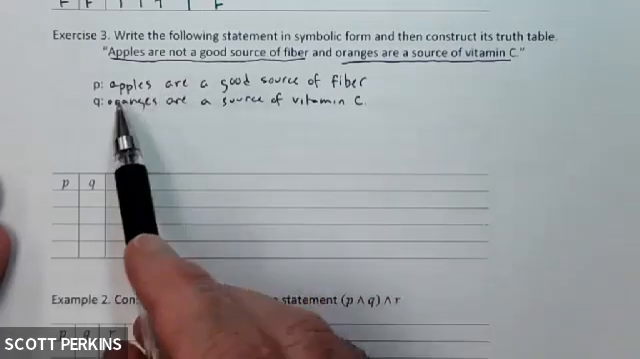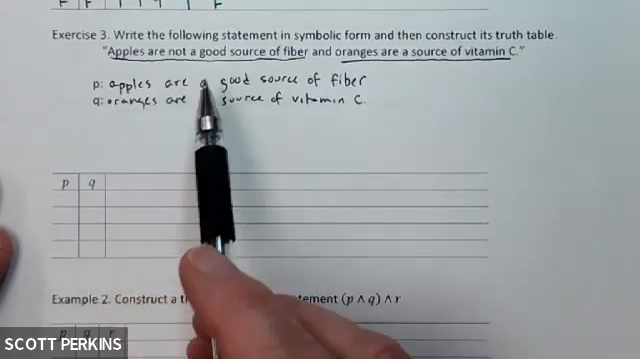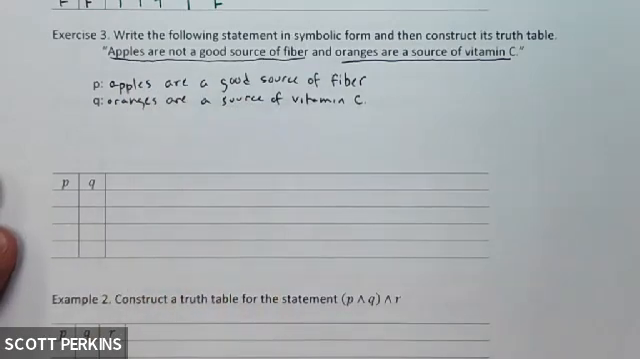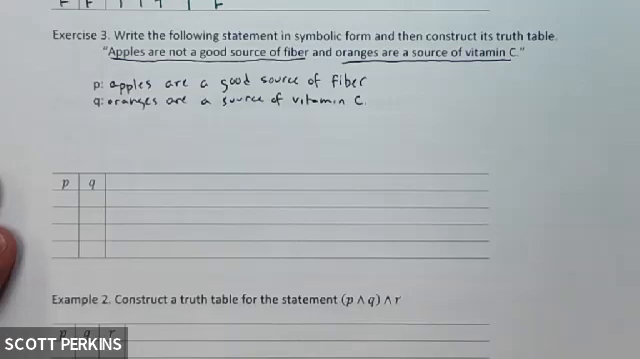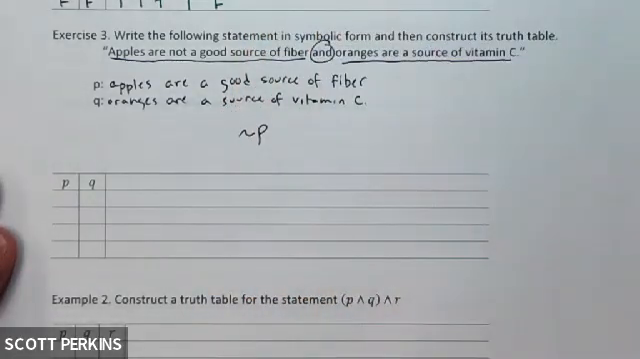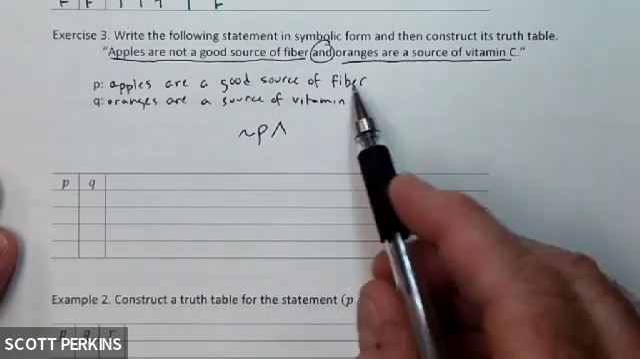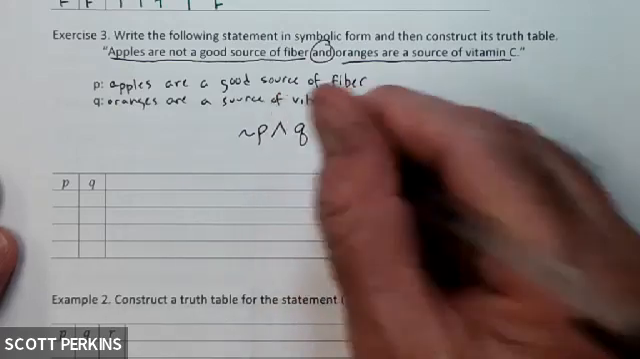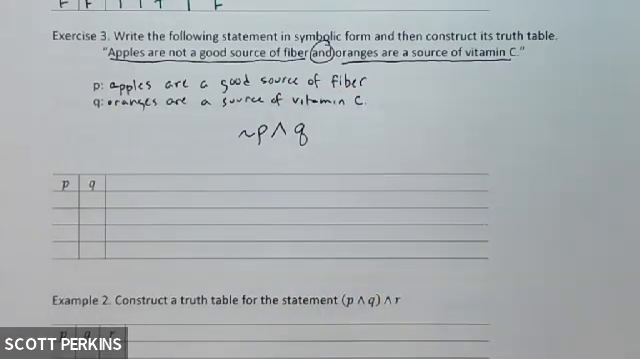Okay, so according to how I've defined my simple statements, how are we going to write apples are not a good source of fiber? Sure, squiggly P. And then and is the caret or the upside down V. And then oranges are a source of vitamin C. That is just Q. Perfect. Now I'm going to give you 90 seconds. Do the truth table for that statement.